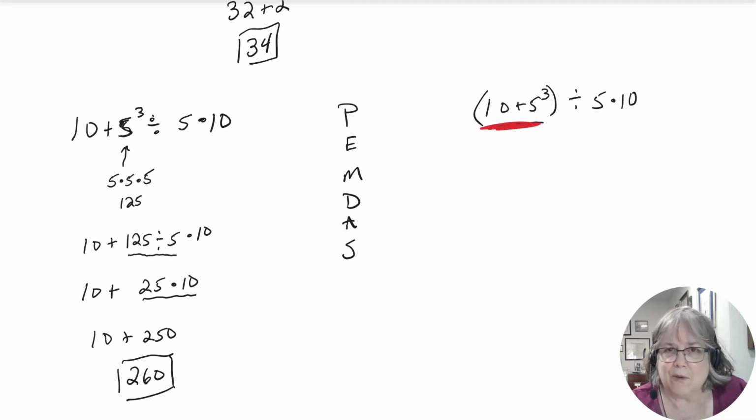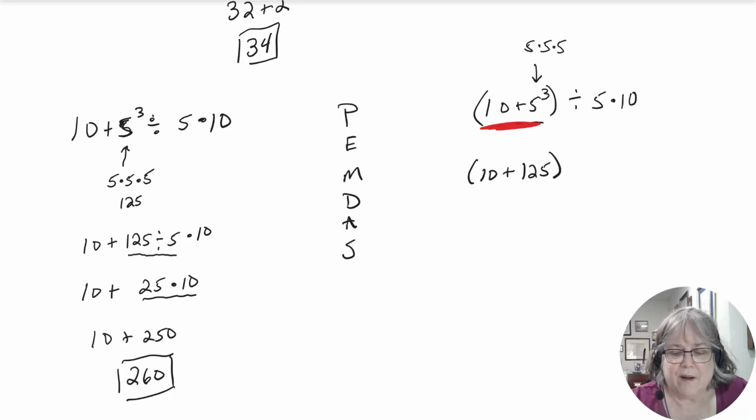So just ignore the rest and say, inside the parentheses, do I have exponents? I surely do. So I'm going to have the 10 that I'm going to hang on to, plus, remember that we have already decided that 5 cubed is 5 times 5 times 5, which we decided was 125, divided by 5 times 10. We are still inside the parentheses. You can't move on over into here until you're through with the parentheses.